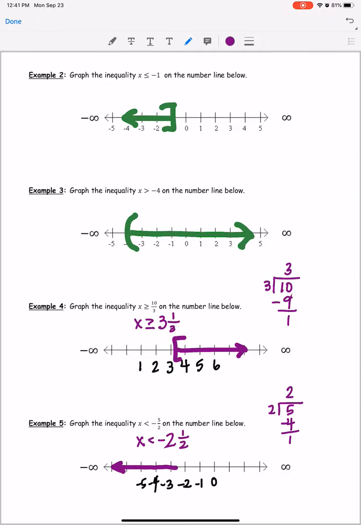Okay, I'm shading it to the left because that's the way this is pointing. And since this one has nothing underneath, this one's going to have a parenthesis.